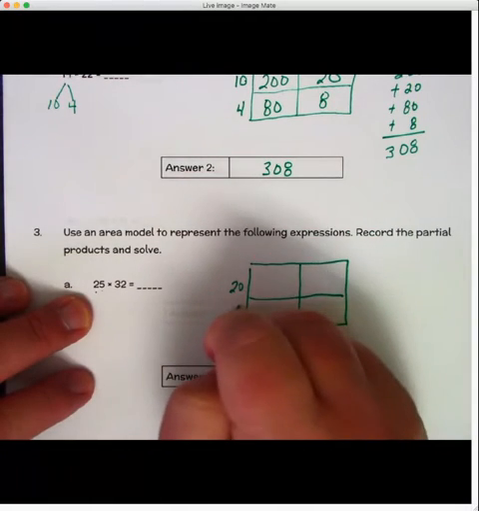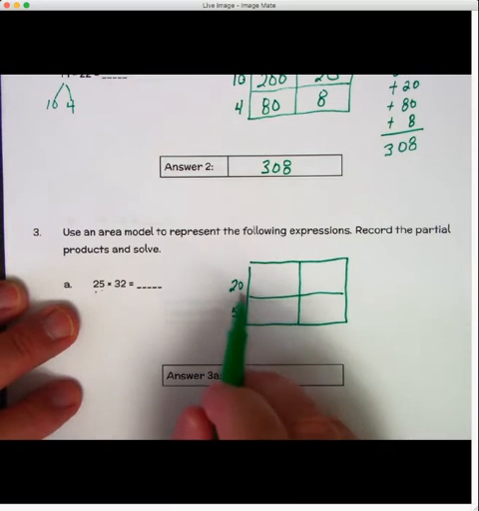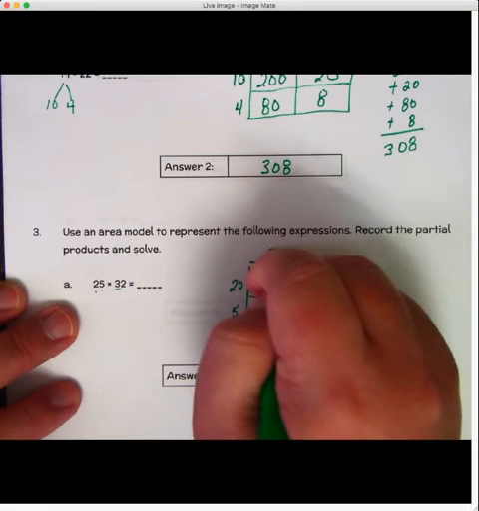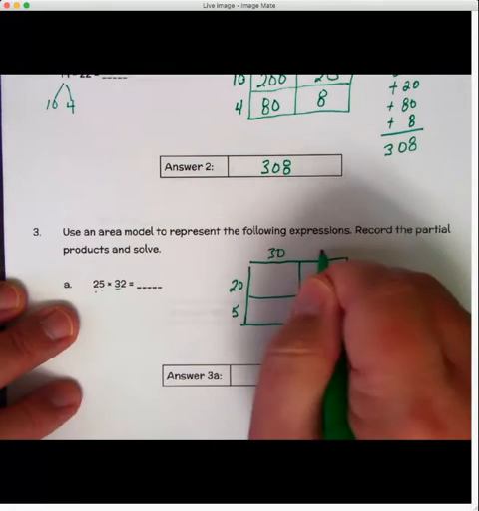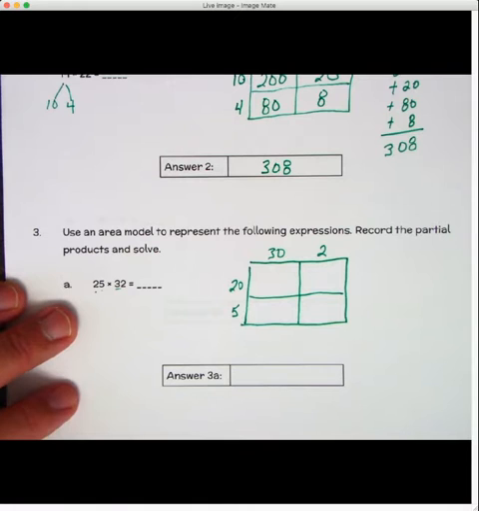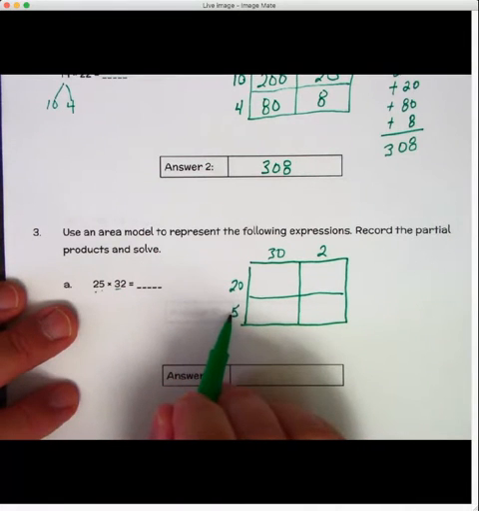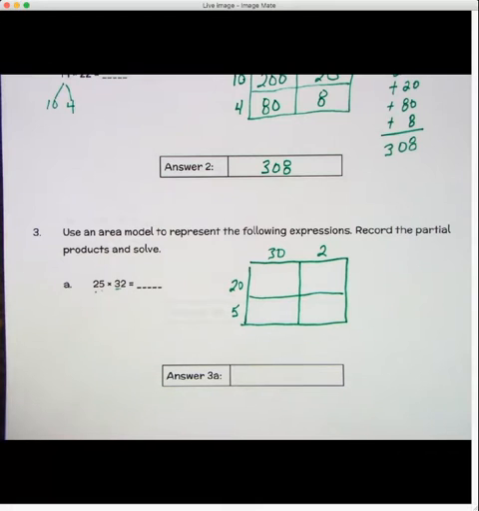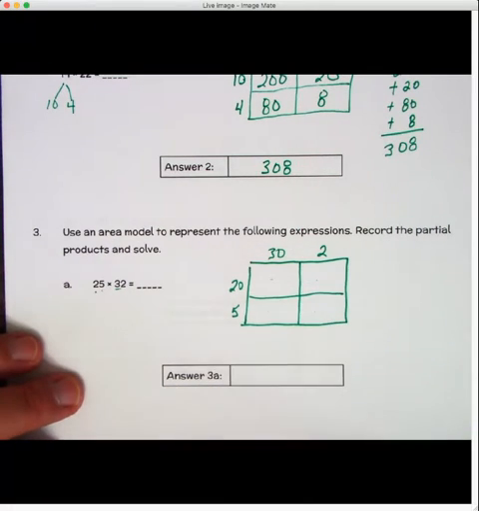5 1s would be 5. Just make sure you know that's what this shows. We're breaking apart 25 into 20 and 5. 32, let's take the 30 and the 2. Okay, so we see this represents 25. This represents 32. And then we just multiply and find the area of each box.